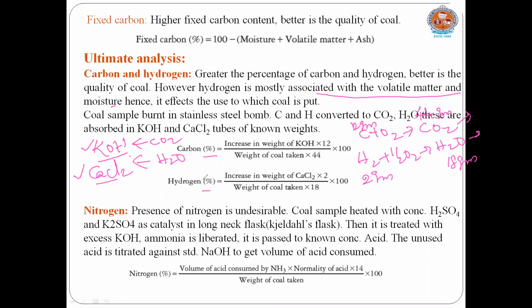So volatile matter is undesirable, we already know that. Moisture content is also undesirable. So if the hydrogen content present in the coal sample is associated with water, in the form of moisture content or in the form of volatile matter, definitely it is undesirable. If it is present in an individual state, definitely it gives calorific value. But due to it being mostly associated with volatile matter and moisture content, it is undesirable.